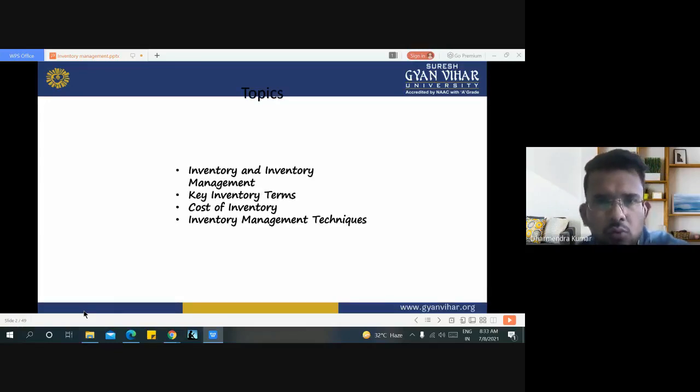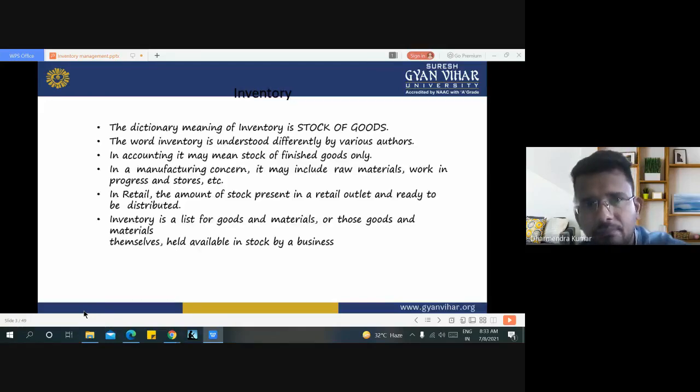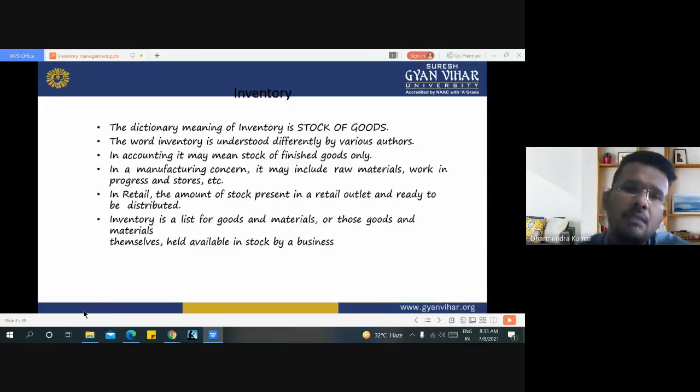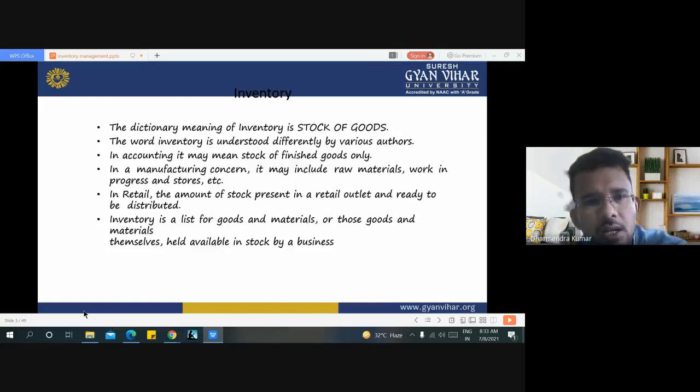Now we are going to cover this topic: inventory and inventory management, key inventory terms, cost of overall inventory, and the various inventory management techniques. What is inventory? If you're talking about the definition of inventory, then the meaning of inventory is a stock of goods. It can be a raw material stock, it can be finished good stock, or it can be moving inventory or moving goods in any production plant.